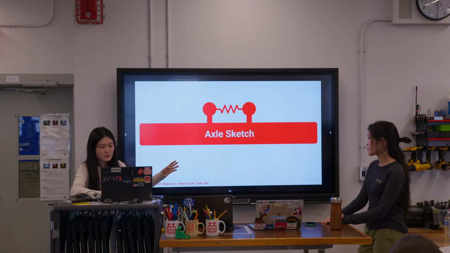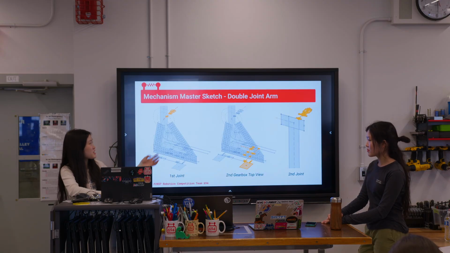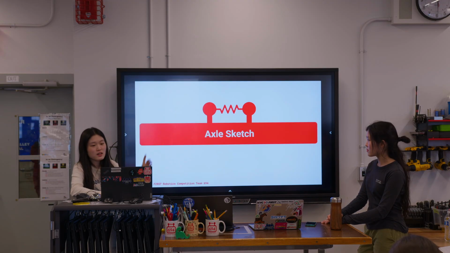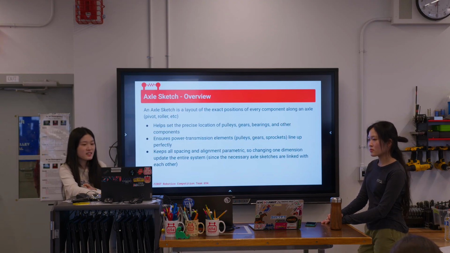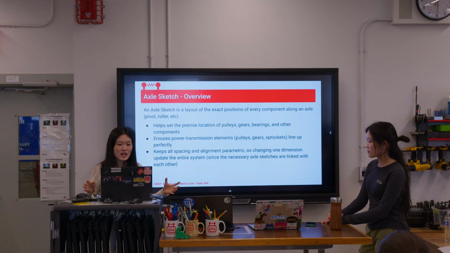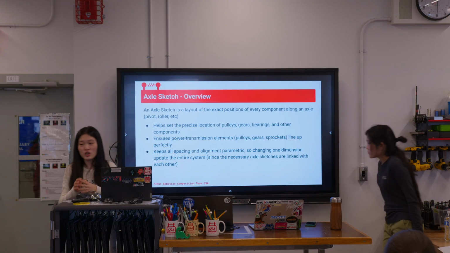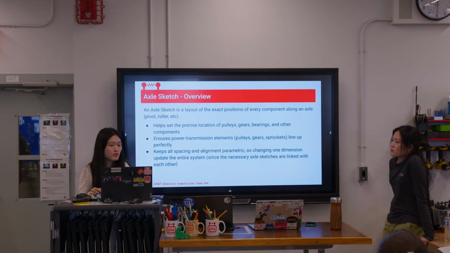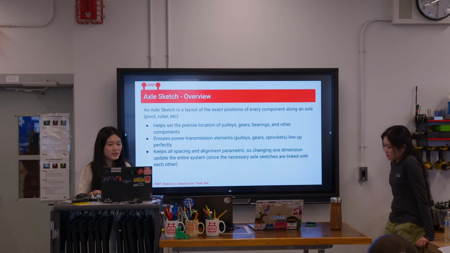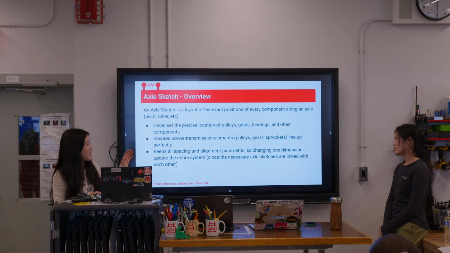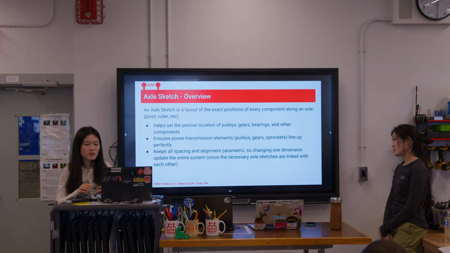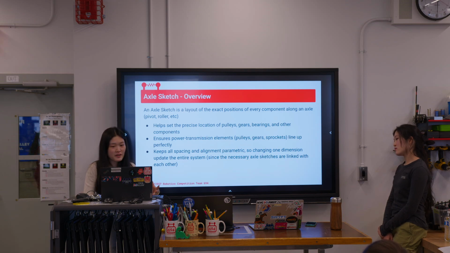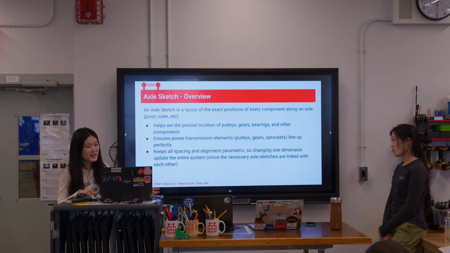So now we're going to go into the axle sketch, which is basically these sketches, and also how we're supposed to make them. The axle sketch is the layout of the exact positions of every component along an axle. That could be a pivot, a roller, a joint. The reason why axle sketches are very helpful is because they help set the precise location of these pulleys, bearings, and gears, and all the components on that axle.